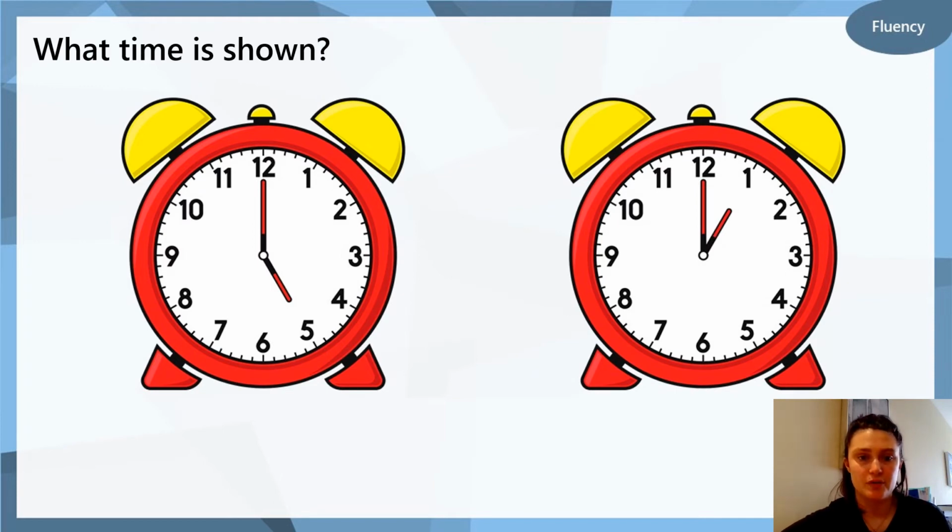What time is shown? So let's have a look at the left. We have big hand at 12, small hand at 5. What time do you think that is? Big hand at 12, it means it's o'clock. Small hand at 5 means it's 5 o'clock. Very good. Let's have a look at the clock on the right. Big hand at 12, small hand at 1. What time is it? Big hand at 12 means it's the o'clock. Small hand at 1 means it's 1 o'clock. Excellent.